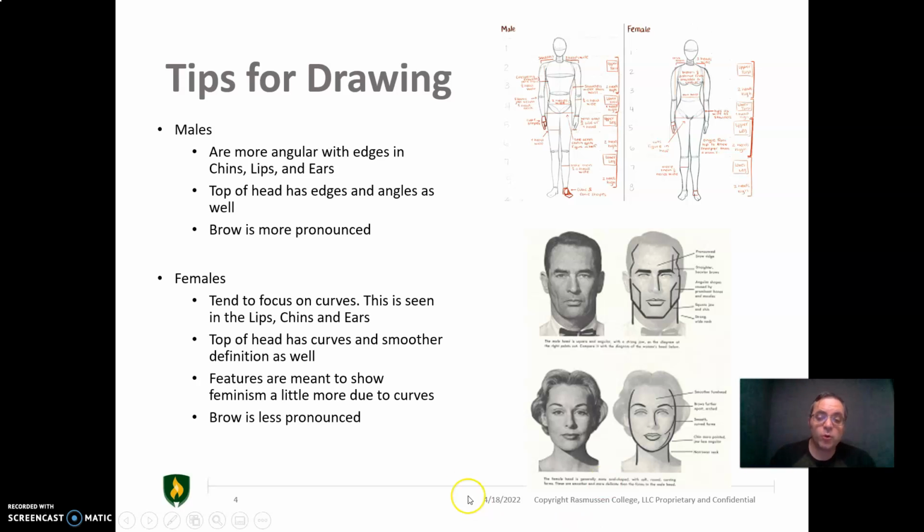Females are a little bit more rounded and softer. They tend to focus on curves, and this is seen in the lips, chin, and ears, much like in a male. The top of the head has curves and smoother definition as well, and features are meant to show femininity a little bit more due to the curves. The brow is less pronounced, whereas on a man it's very structured and the eyebrows are pushed forward. Females are a little bit different: rounder, and not as far forward. That's a big thing to keep in mind.